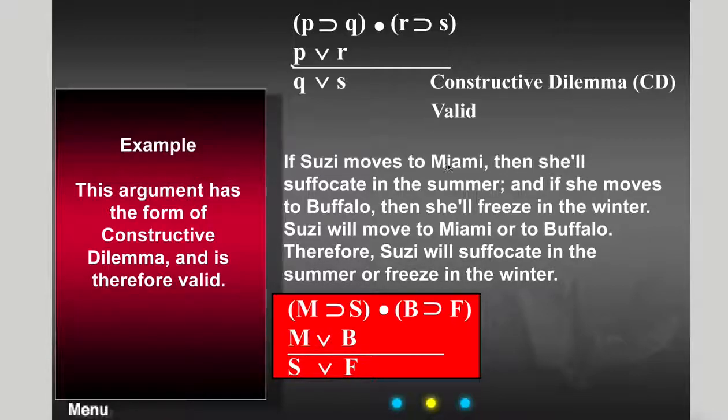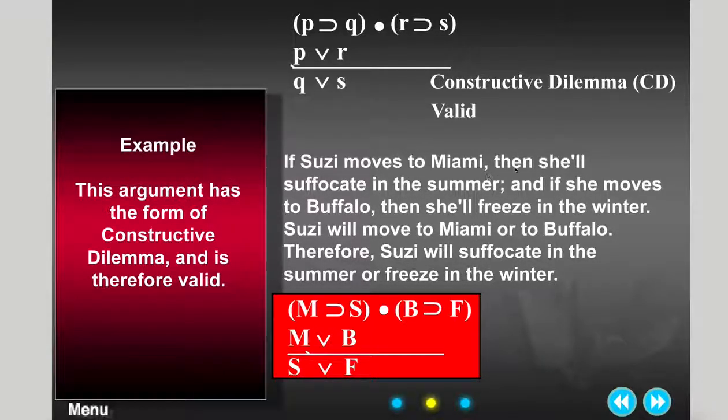So if Susie moves to Miami, then she'll suffocate in the summer. And if she moves to Buffalo, then she'll freeze in the winter. Susie will move to Miami or to Buffalo. Susie will suffocate in the summer or freeze in the winter. See if you follow that down, right? How the constructive dilemma does follow, even as it looks extremely complex. But this is fairly straightforward.